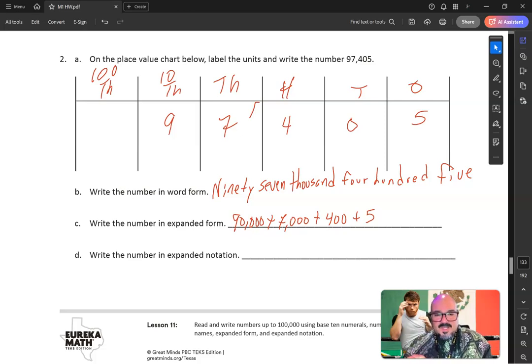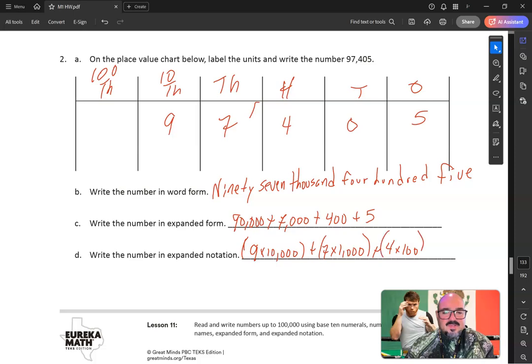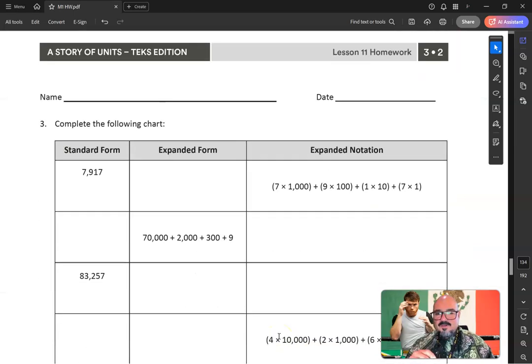Now expanded notation. We're going to take the number first in the 10,000s, and we're going to multiply it by 10,000 because it's in the 10,000s place. Plus 7 times 1,000, plus 4 times 100 because it's in the hundreds place, and 5 times 1 because 5 is in the ones place.